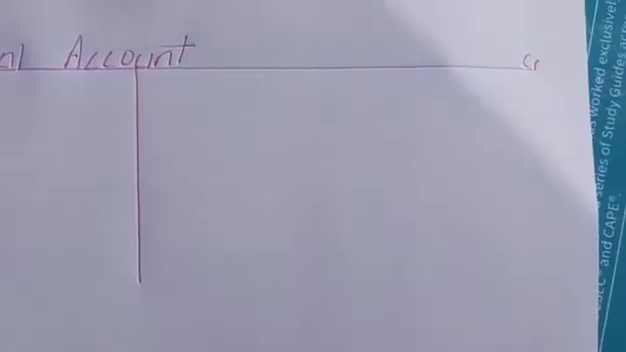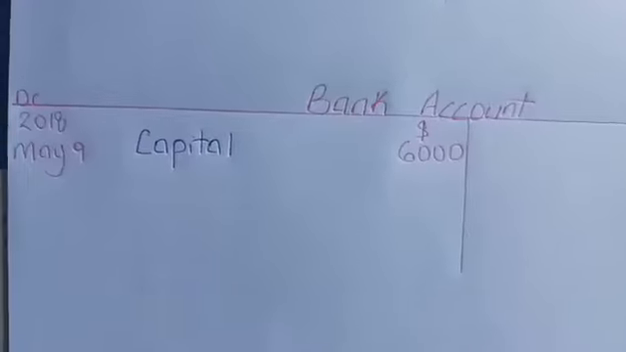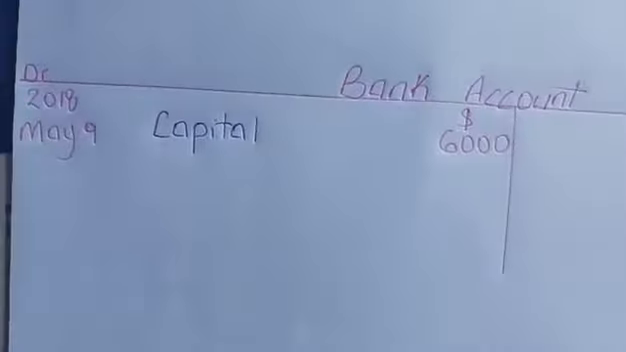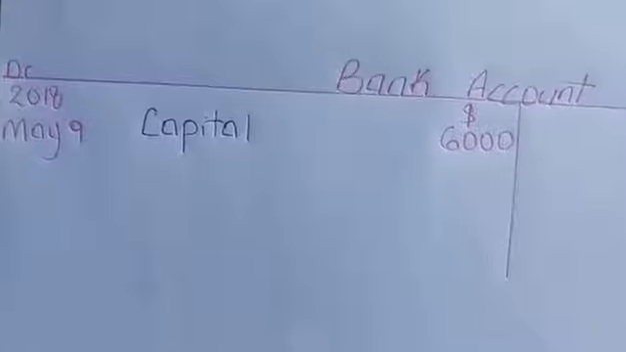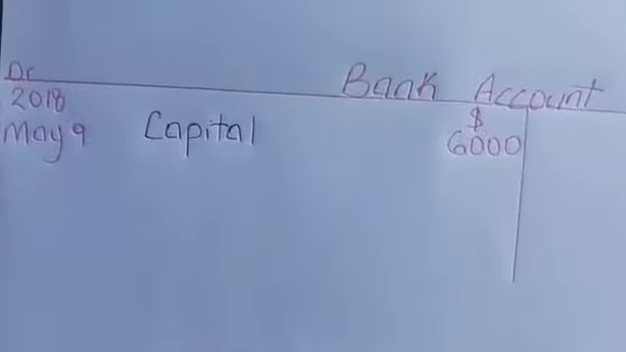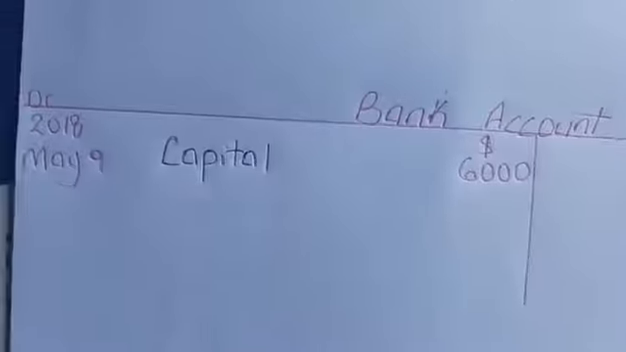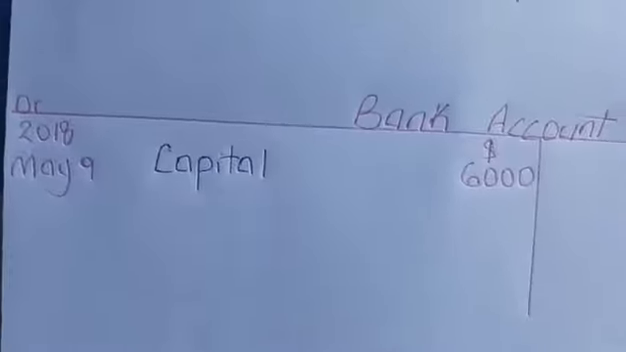We're going to put the date, the name of the other account being affected in the same transaction, that's in the details section, and then we're going to put the amount. The account now reads that bank account is increasing as a result of capital. So that's a result of money being invested in the business on May 9, 2018.